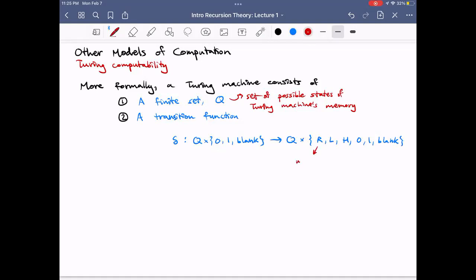Then the R means move to the right by 1 square. The L means move left by 1 square. Sorry, I actually shouldn't have included the halt here, because what I said before is that the halting state is part of the set of possible states of the Turing machine's memory. So H is actually part of Q, not part of the set of actions. Okay, 0 corresponds to writing a 0 on the current square.